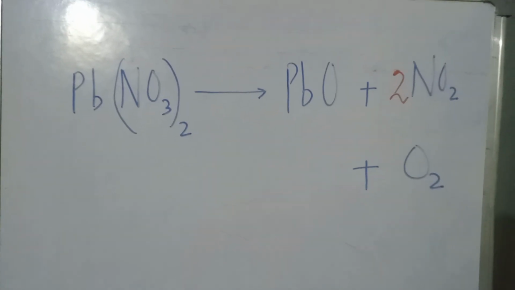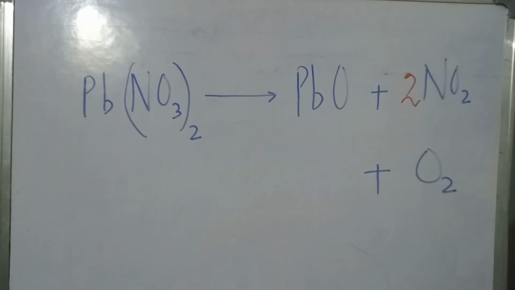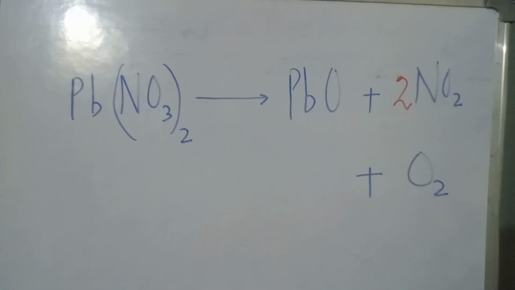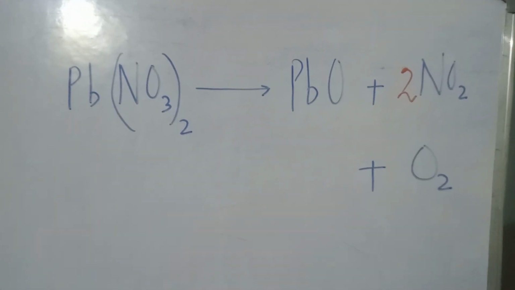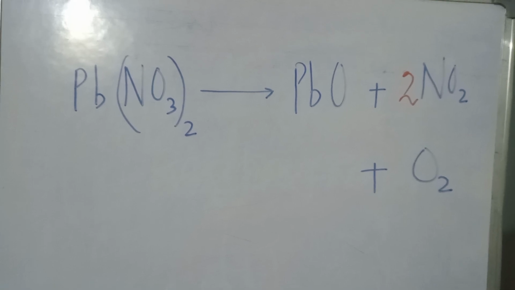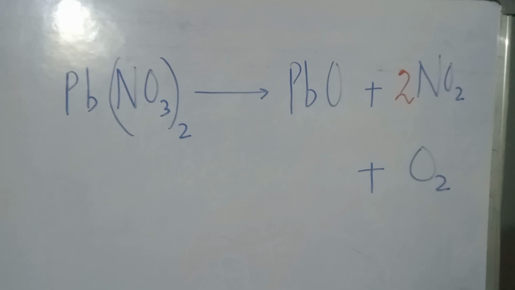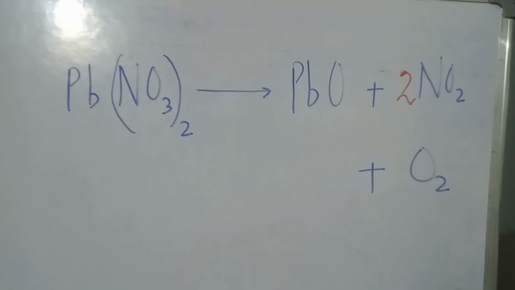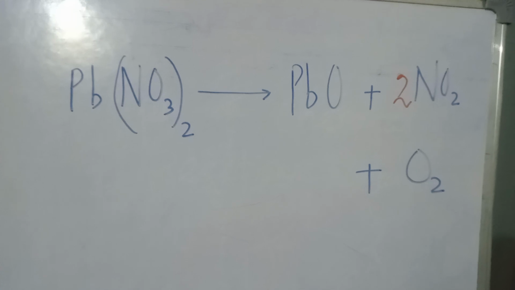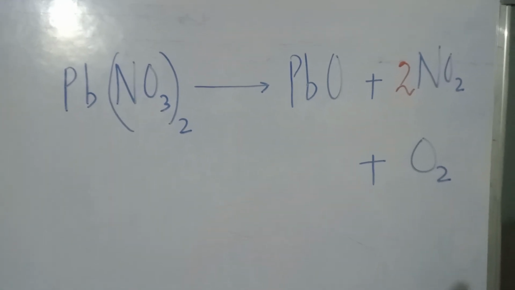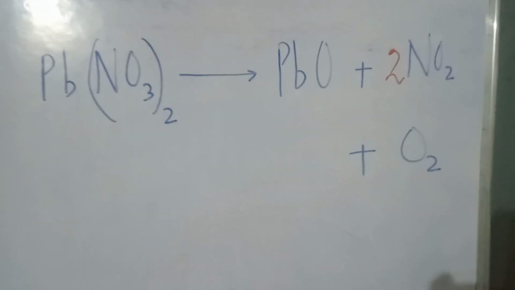Now see, on the left side one lead atom is there, on the right side one lead atom is there. On the left side 2 nitrogen atoms are there, on the right side 2 nitrogen atoms are there. On the left side we see that 6 oxygen atoms are there, and on the right side if we count, we will find 7 oxygen atoms. So what we will do, we will multiply half to the oxygen molecule.